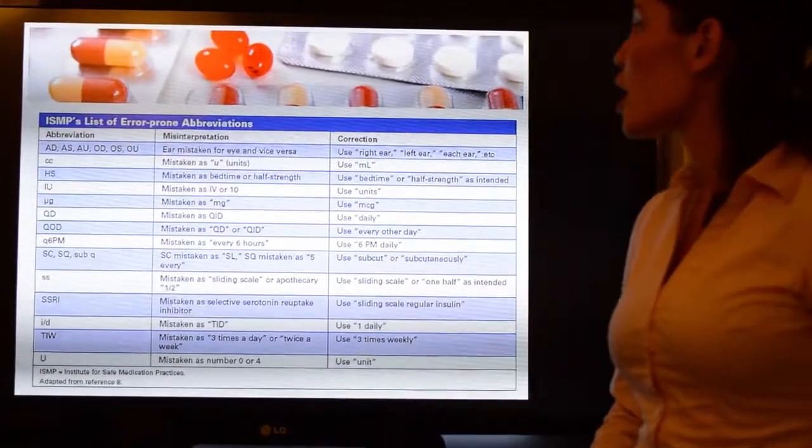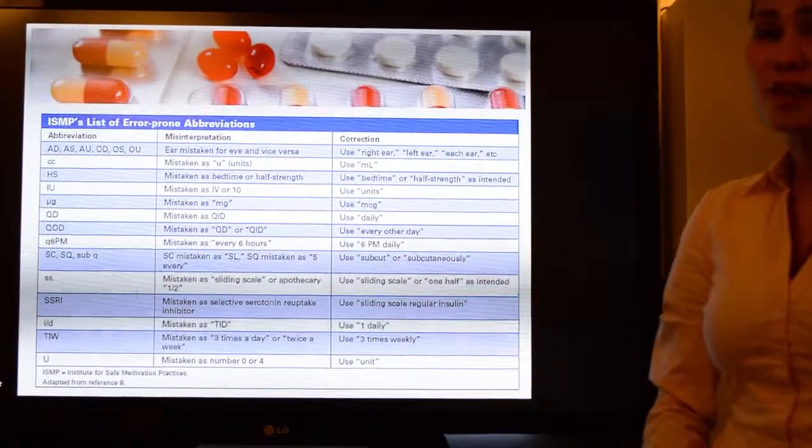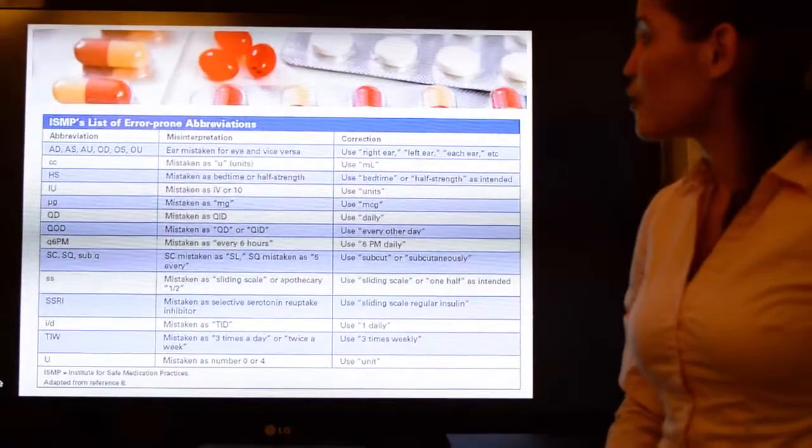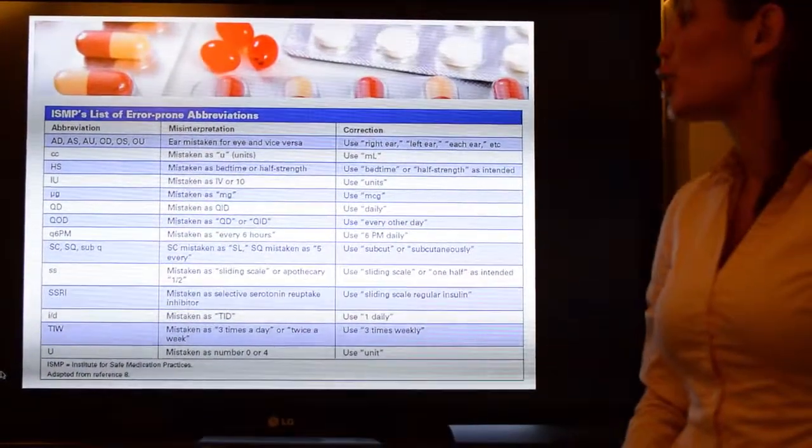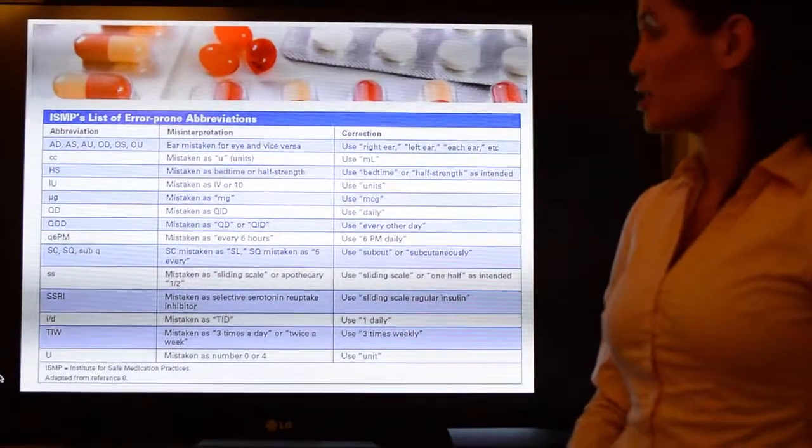Other common errors are due to abbreviations. Some abbreviations may be mistaken. For example, QD, which is usually mistaken for QID if not written legibly.